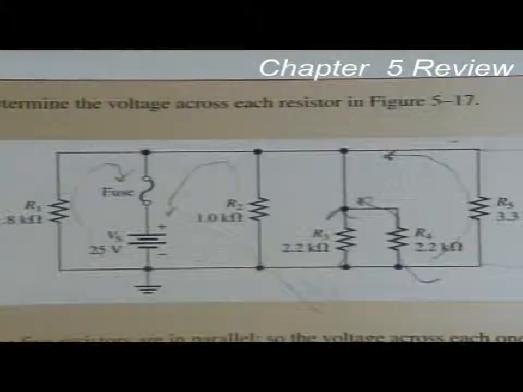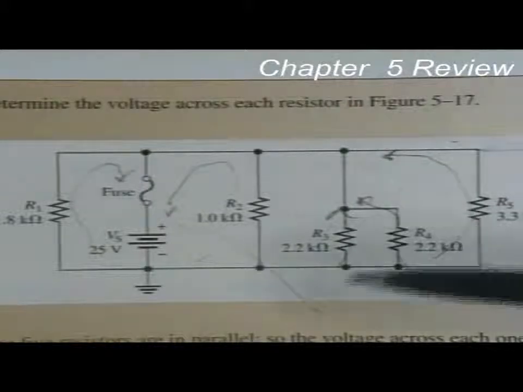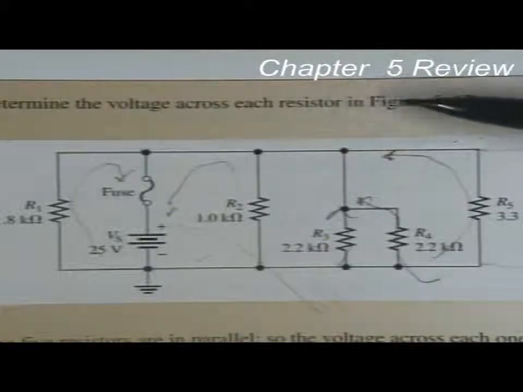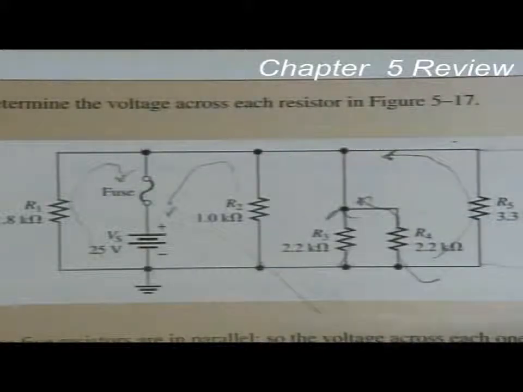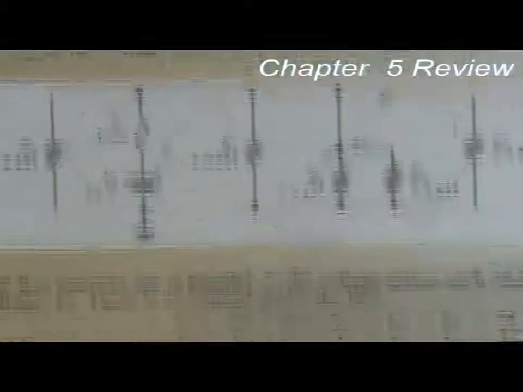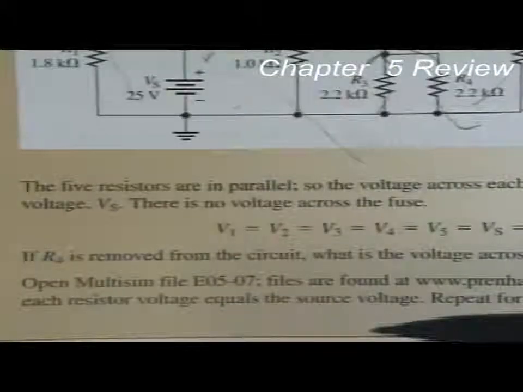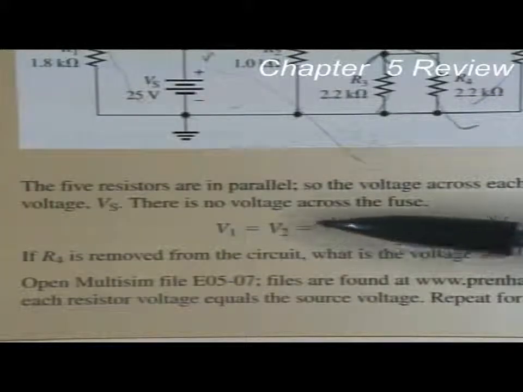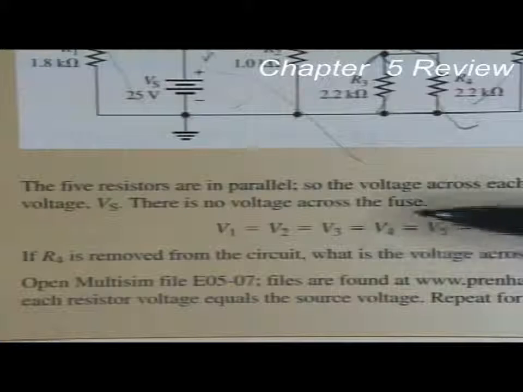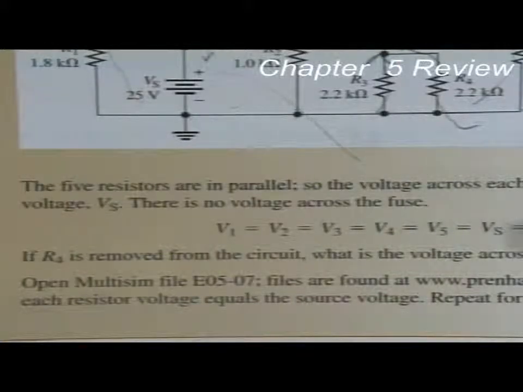Okay, let's look again. What we want to do is determine the voltage across each resistor. We've done that, haven't we? Because we've said that V1 equals V2. Let me move this up a little bit so you can see that. We've said that V1 equals V2 equals V3 equals V4 equals V5 equals V source, which equals 25 volts. Now I hope all that made sense.